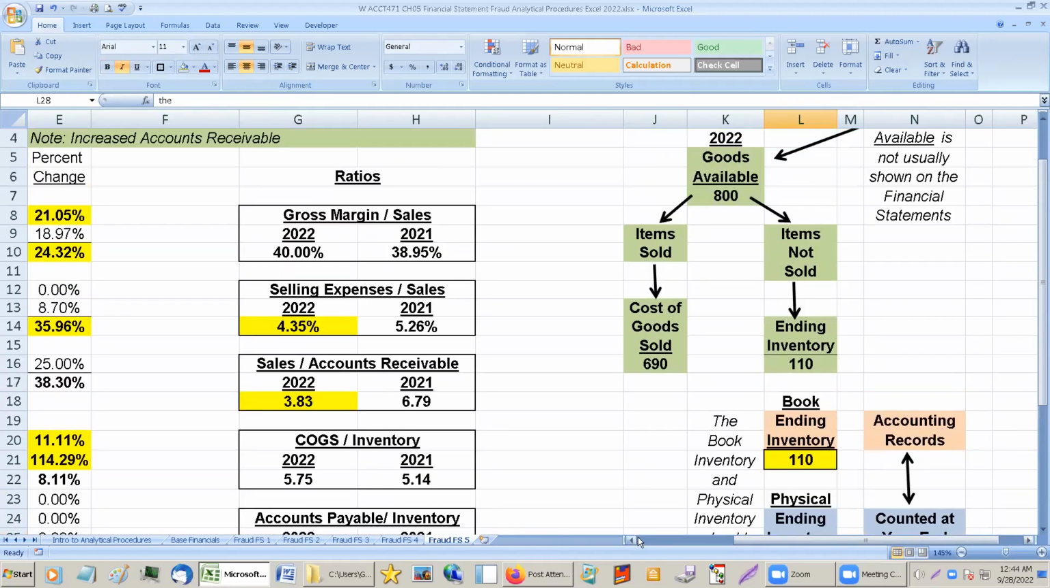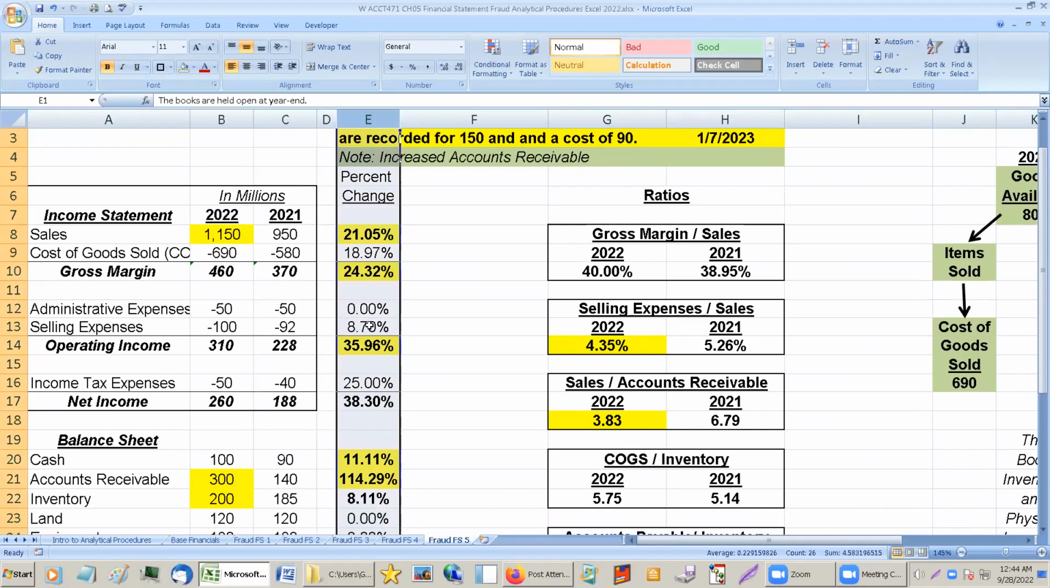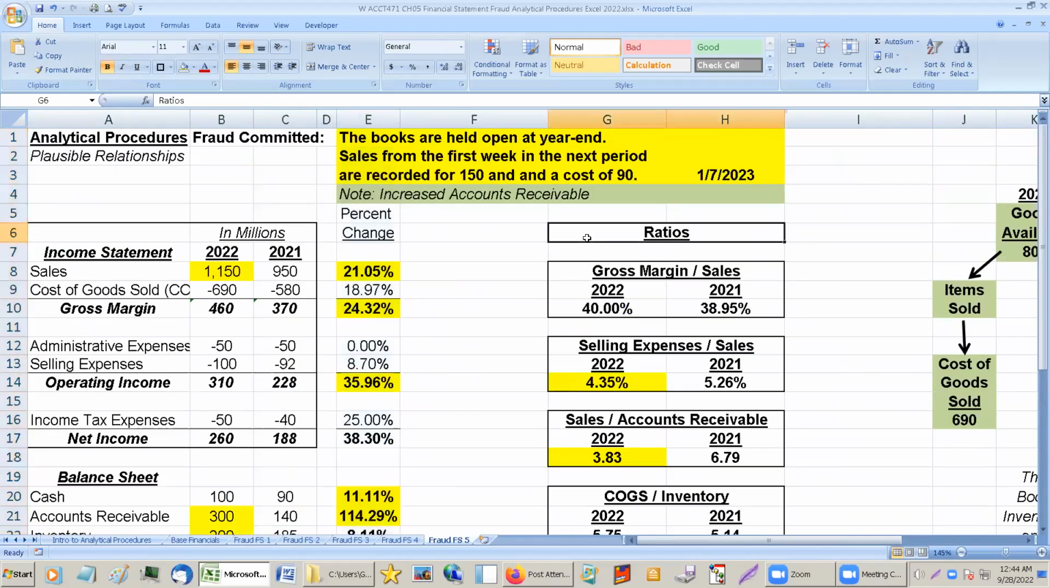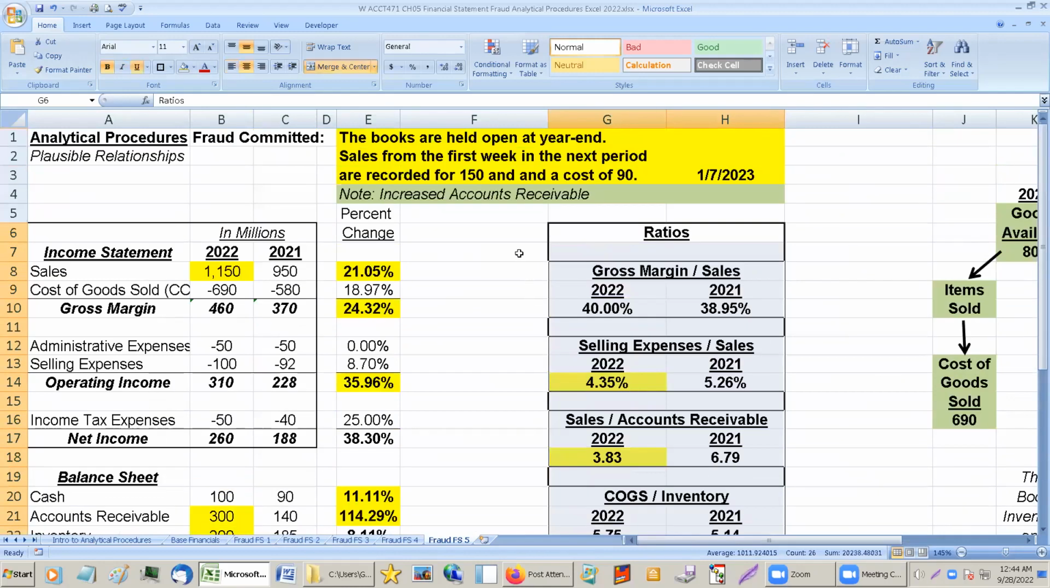So these are all things that, when you're auditing a company and they commit fraud, they don't tell you this. So you have to back out of it. And what you're going to do is use these, see what the accounts changed by, use some ratios, and use those to figure out what happened.